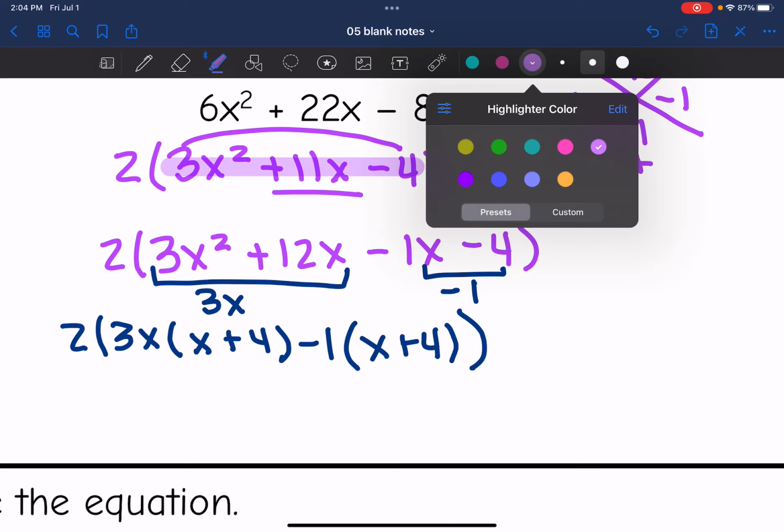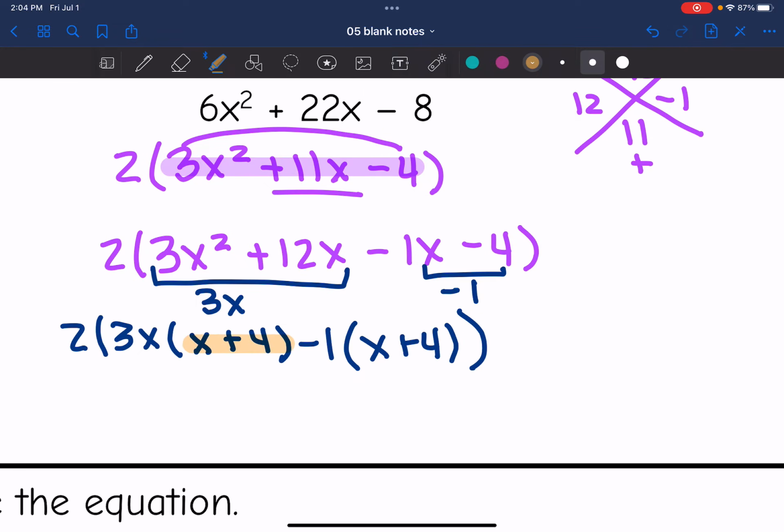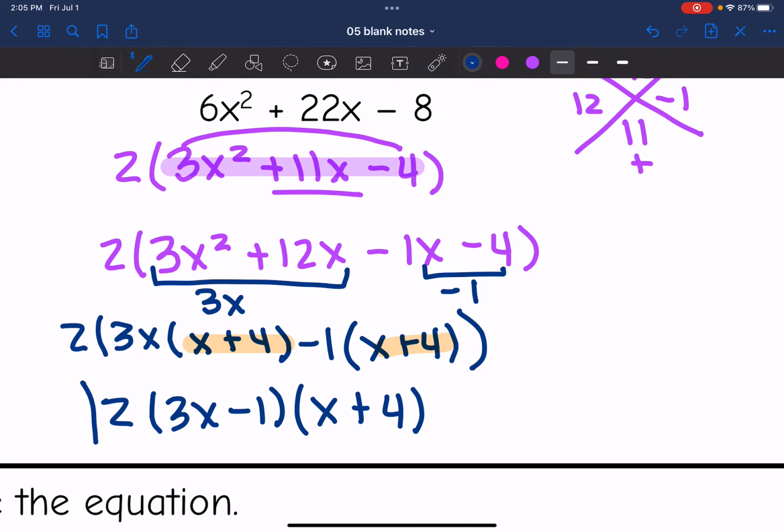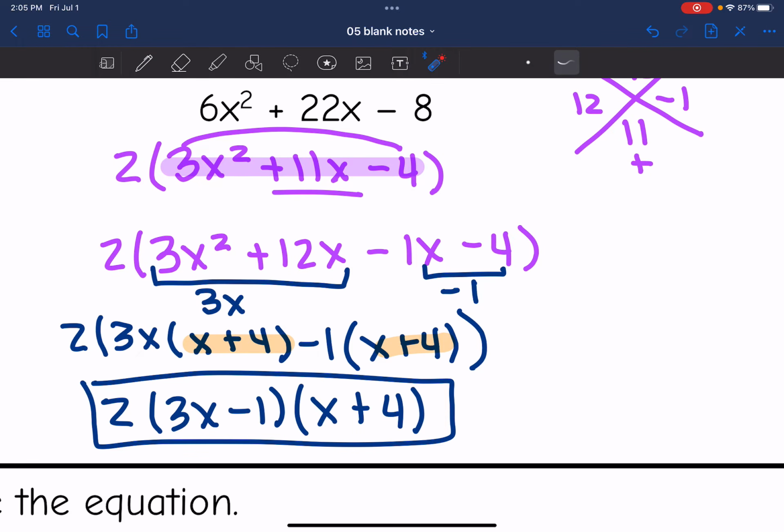Okay, now I have my common binomials, so I can factor those out, and my final factored answer is 2 times 3x minus 1 times x plus 4. Make sure you remember to put the GCF back in your final answer. That's why I just kept it there that whole time I was doing my work.